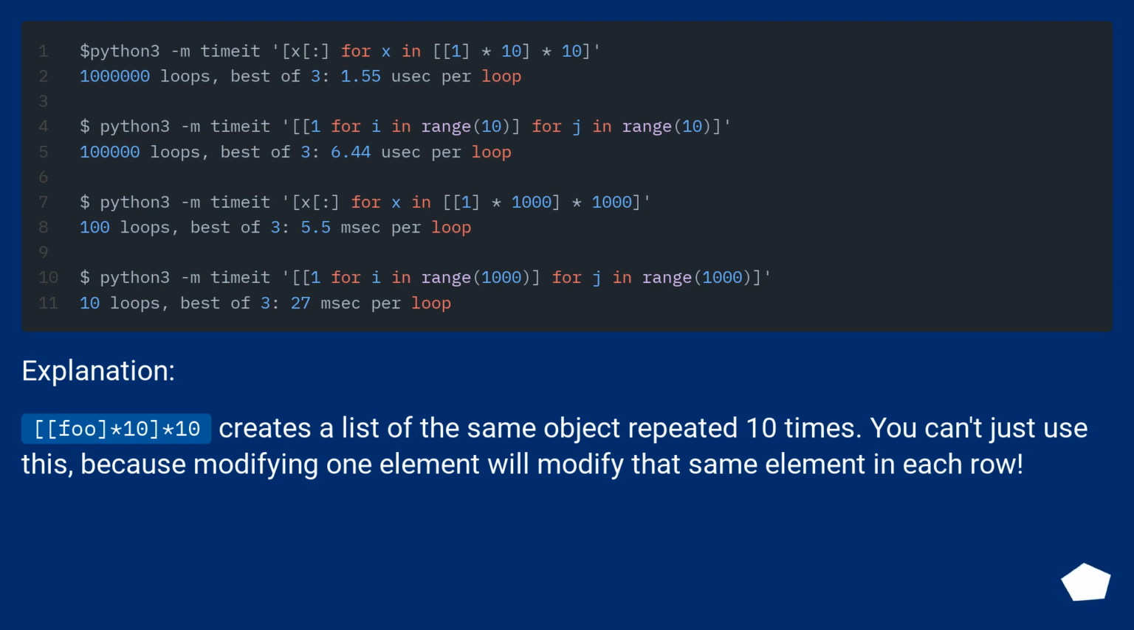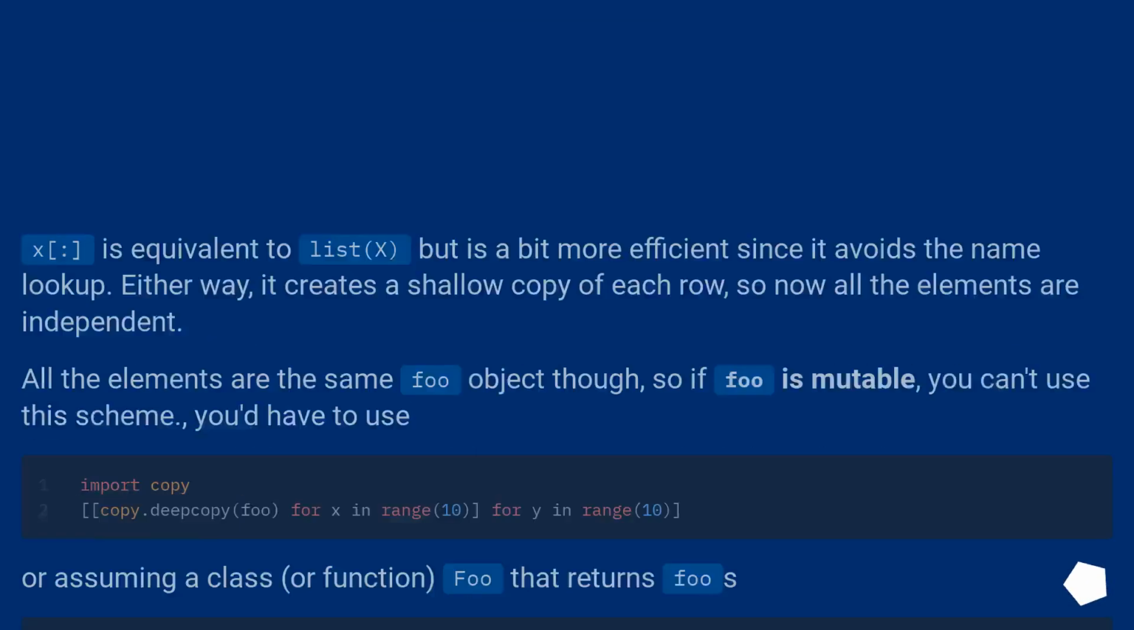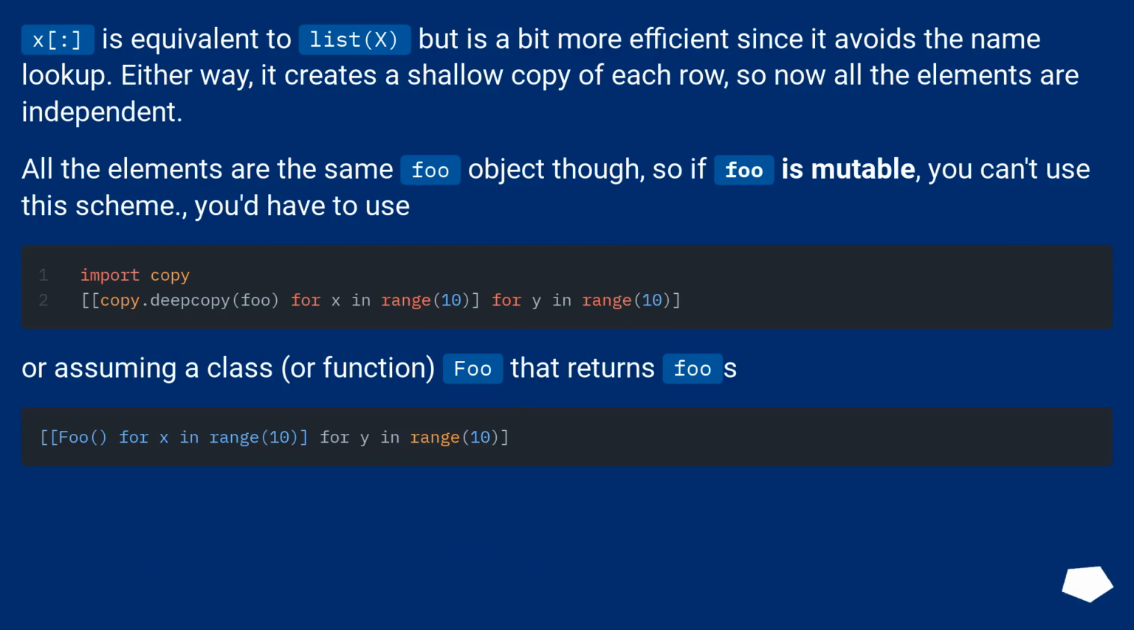Explanation. [foo]*10 creates a list of the same object repeated 10 times. You can't just use this, because modifying one element will modify that same element in each row. x[:] is equivalent to list(x) but is a bit more efficient since it avoids the name lookup. Either way, it creates a shallow copy of each row, so now all the elements are independent.